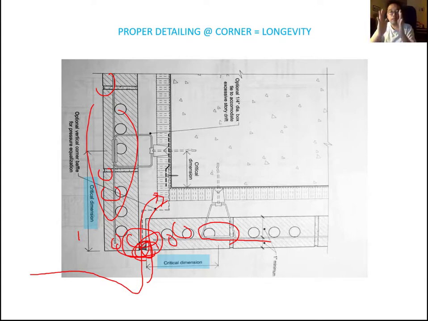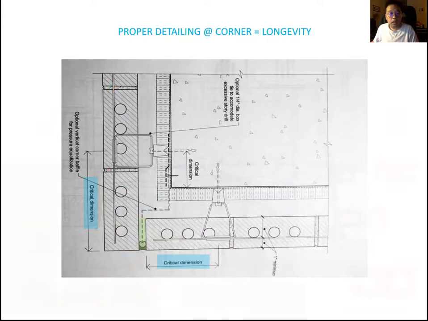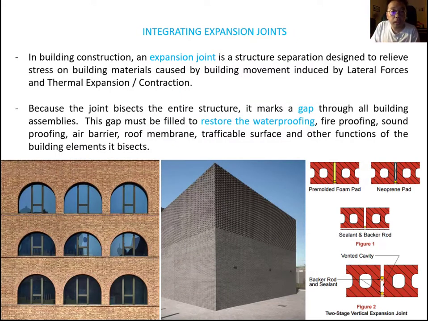That's why you have to provide a gap between, and you have to seal it with sealant and backer rod to protect the water coming into your assembly. So this part, once again, is called a thermal expansion joint. Okay, so let's talk about this expansion joint one more time.